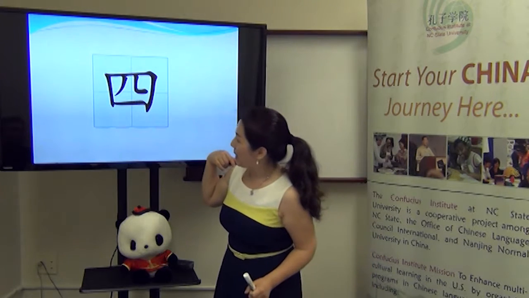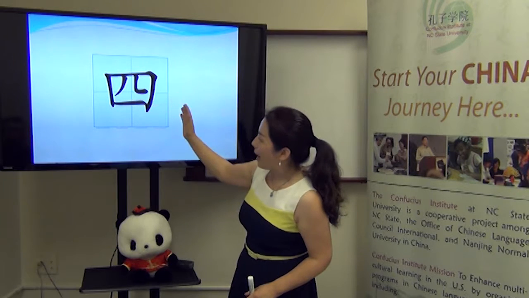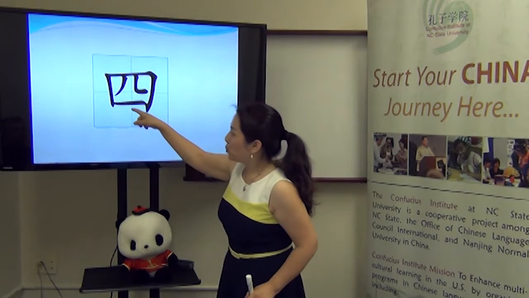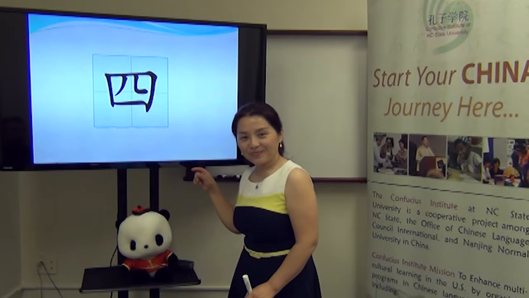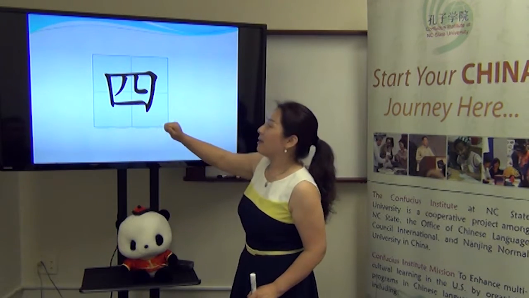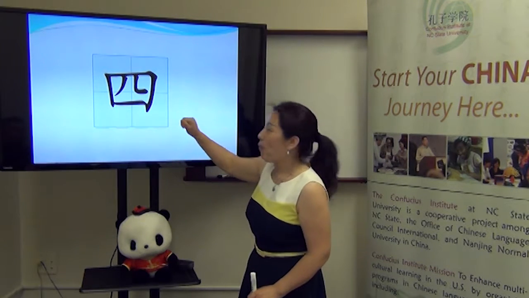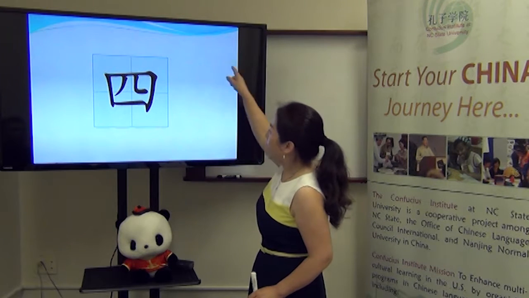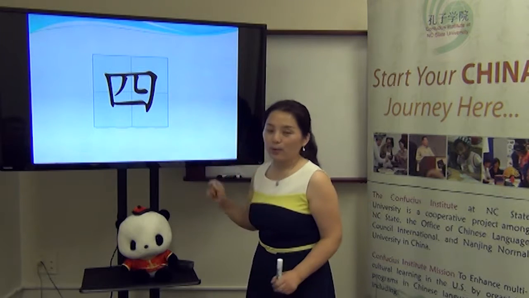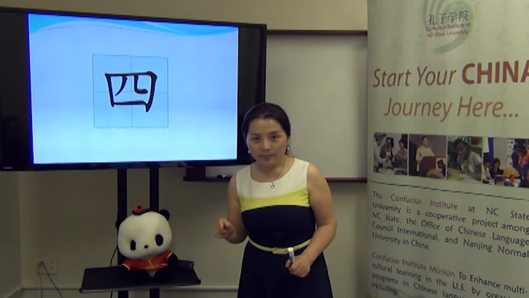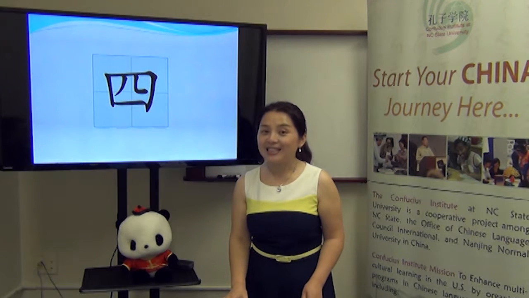Let's write this character together. So the first one, we start from left to right. 竖横折. What should be the next one? 撇. And then we have this part, and then we close the framework. Okay, one more time. 竖横折撇竖弯 and then 横. So this is 四. 第四课, we are at 第四课.